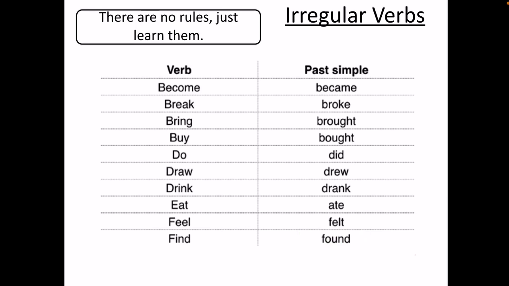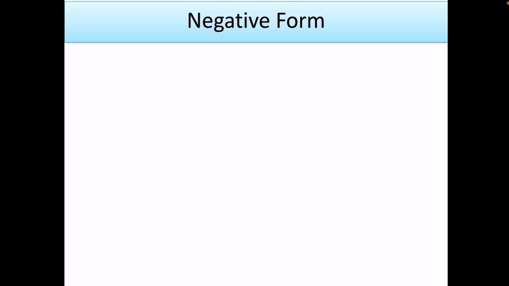These are a few examples for the irregular verbs. You have to memorize them. Now, let's move on to the negative form.